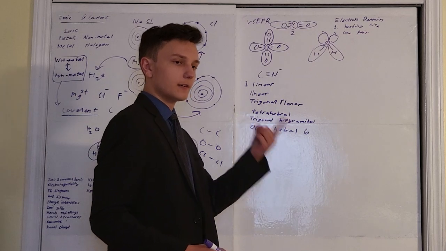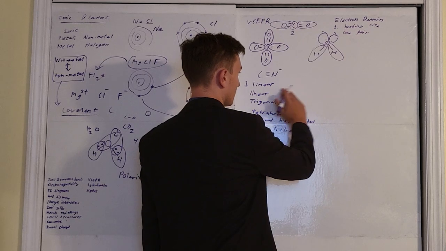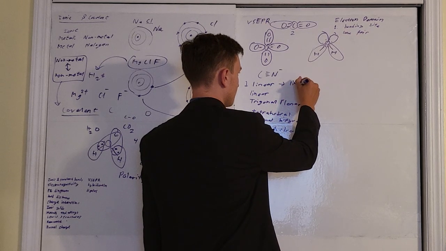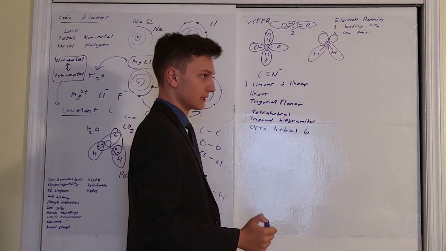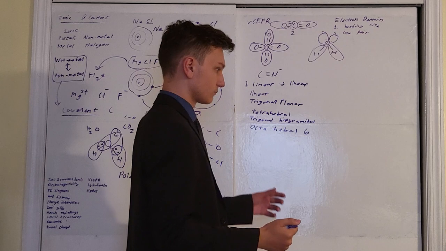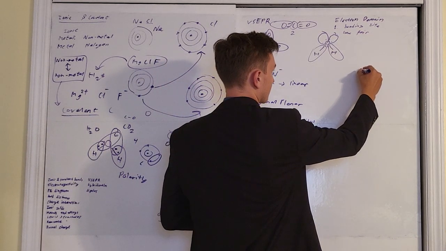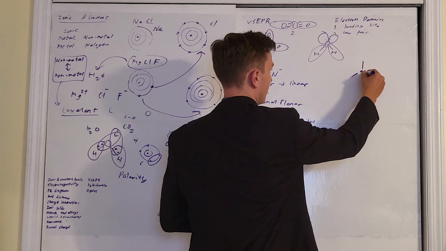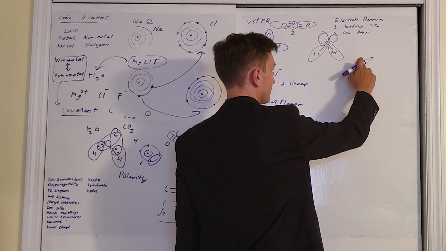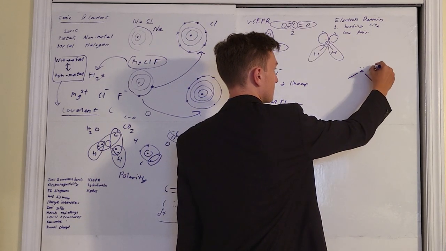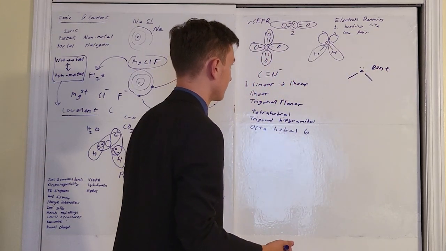Now, things become different once we introduce lone pairs into the equation. Again, one lone pair, one bond would still be linear. However, trigonal planar, your center atom, you've got three bonds, would be trigonal planar. But if you replace one bond with a lone pair, that's called bent. That's the name of the shape, it's called bent.